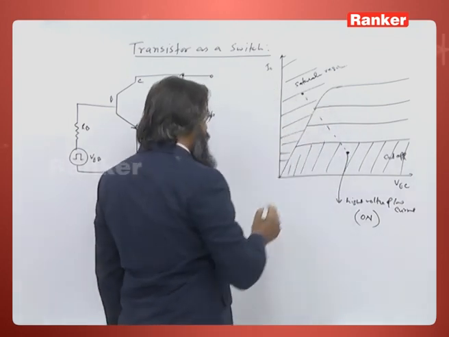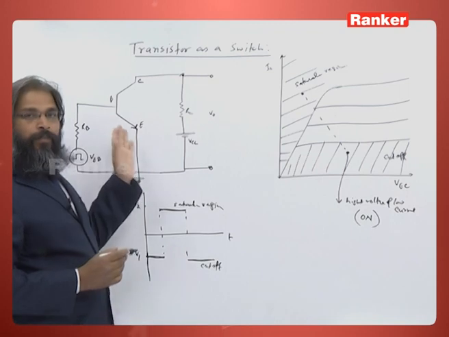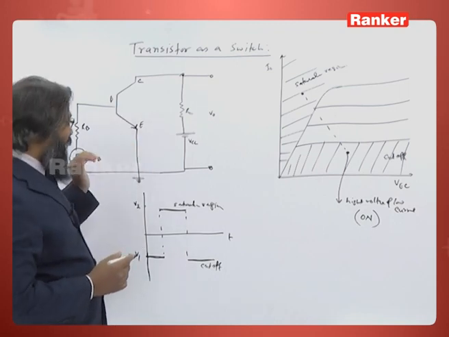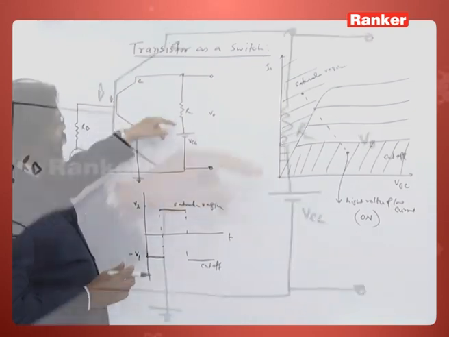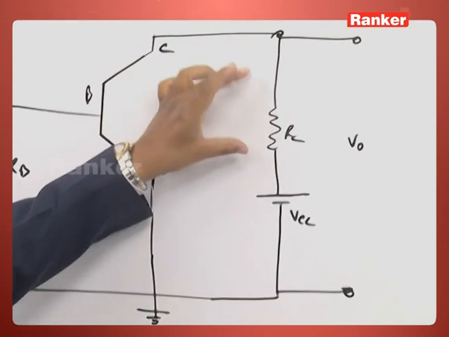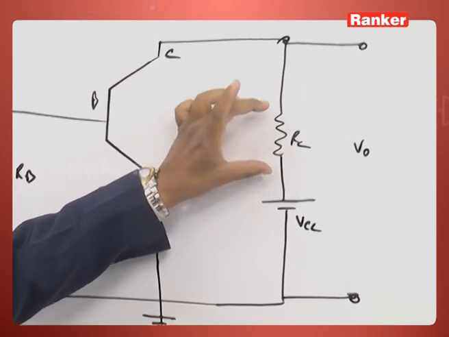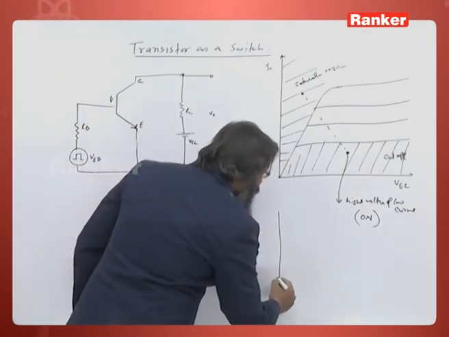This state of high voltage is called the on state. And when this is in the saturation region, both these junctions will be forward biased. As a result, what will happen? IC will flow, and the voltage here will be less because current flows here. So, there is a potential drop here, and the voltage output will be low.